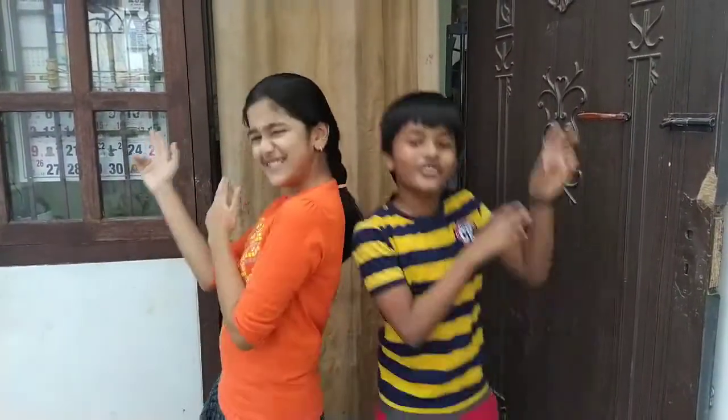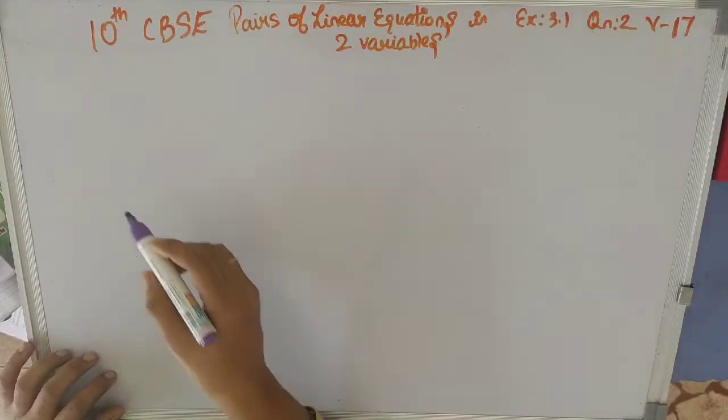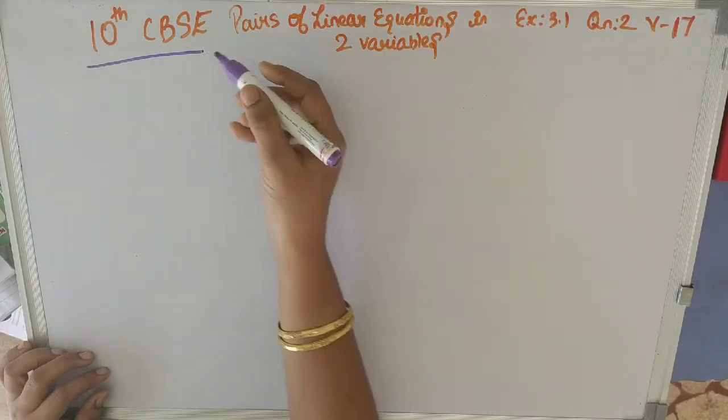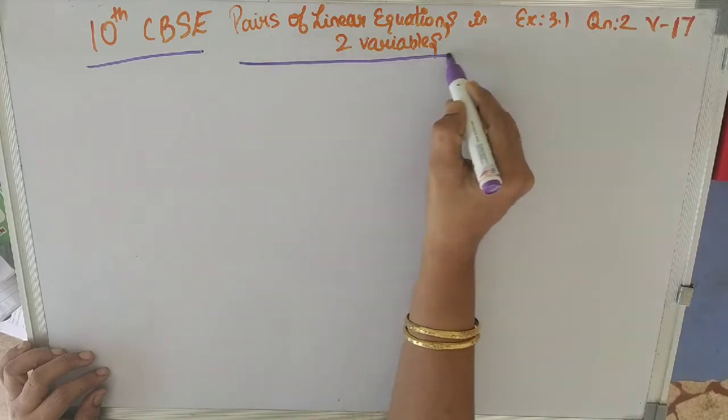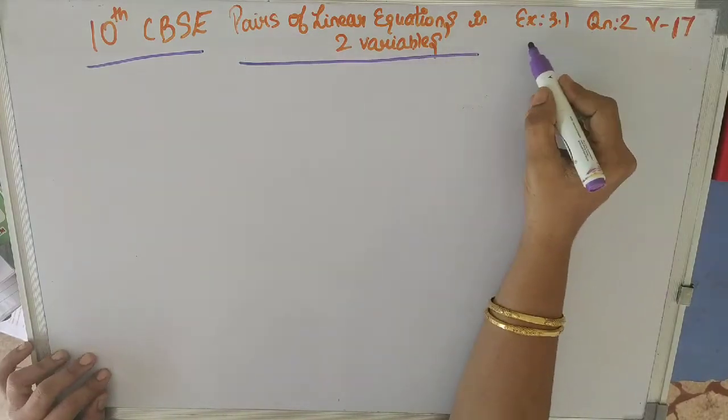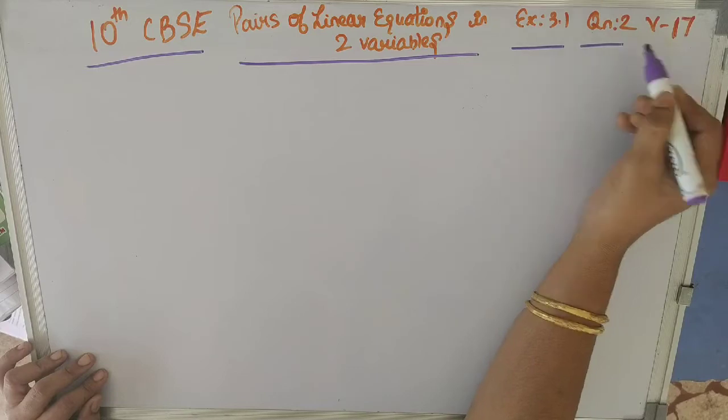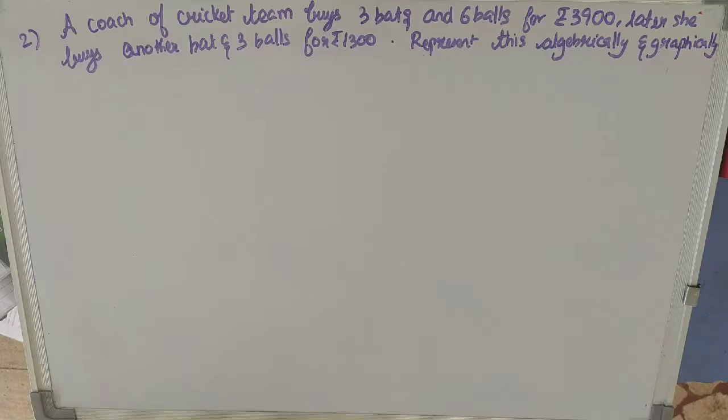Today we will be learning exercise 3.1 problem 2 from the chapter Pairs of Linear Equations. Hi everyone, today we are going to see 10th CBSE Pairs of Linear Equations in two variables, exercise 3.1, question number 2, and this is video number 17.